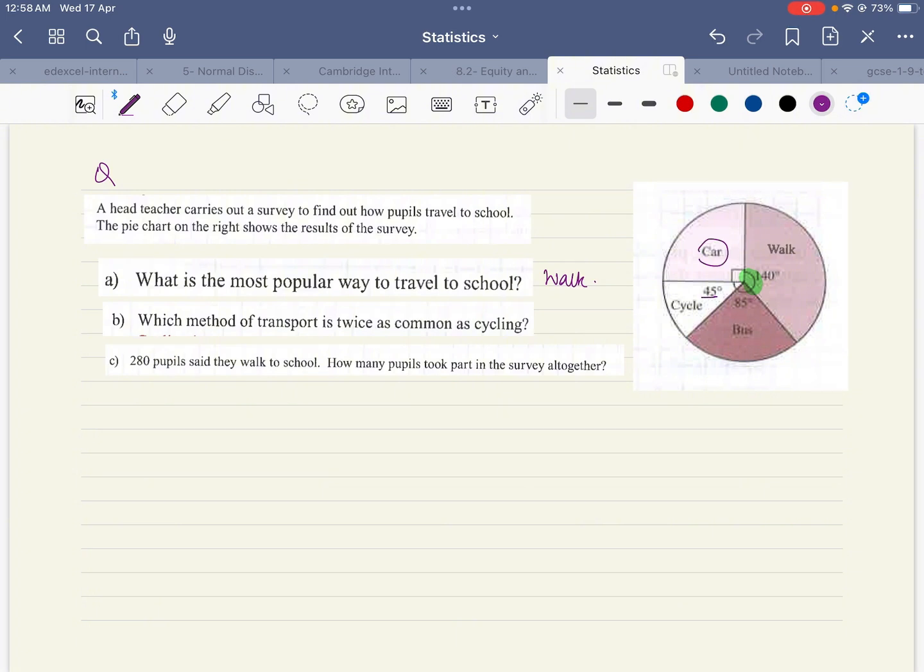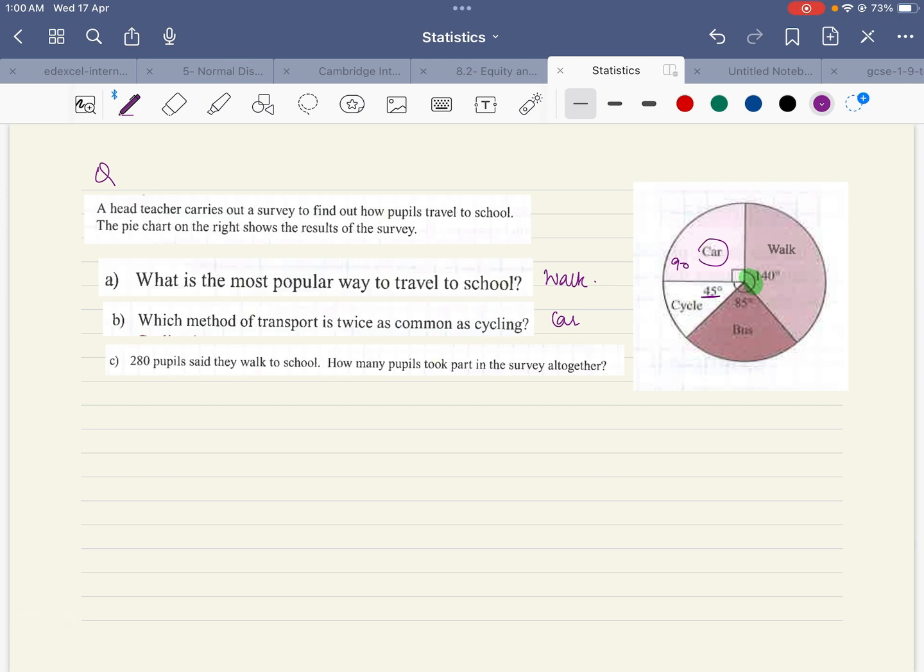Which method of transport is twice as common as cycling? Car. Twice as common means this is 45, this is 90. So this is traveling by car. The last part says 280 pupils said they walk to school. How many pupils took part in the survey?